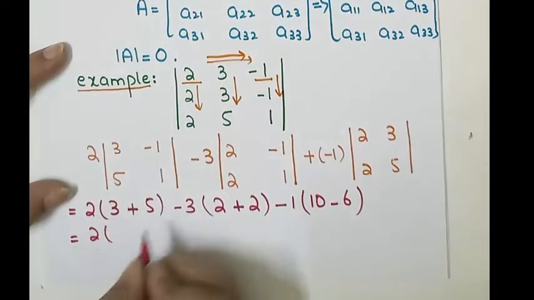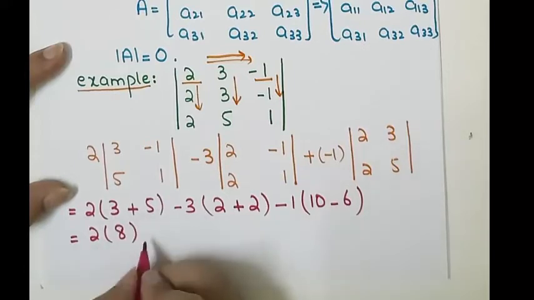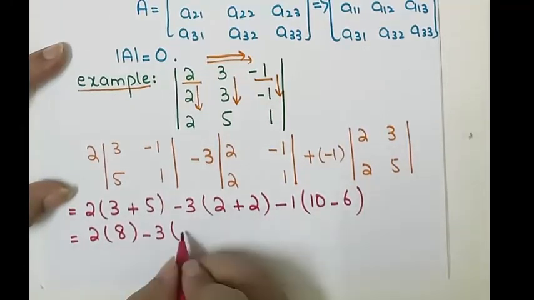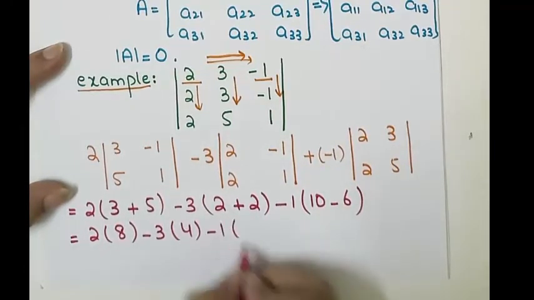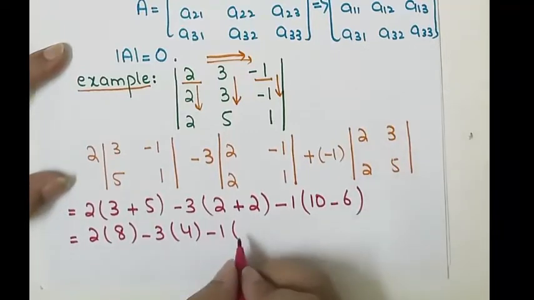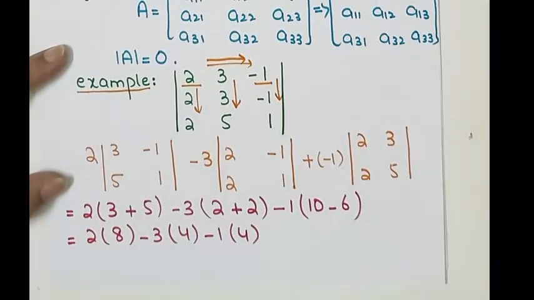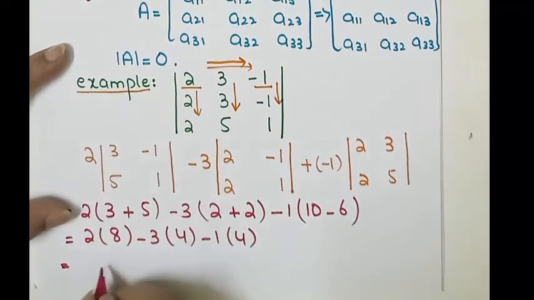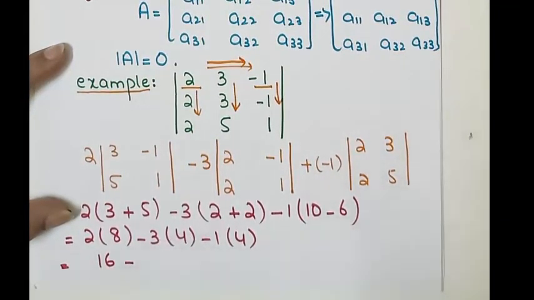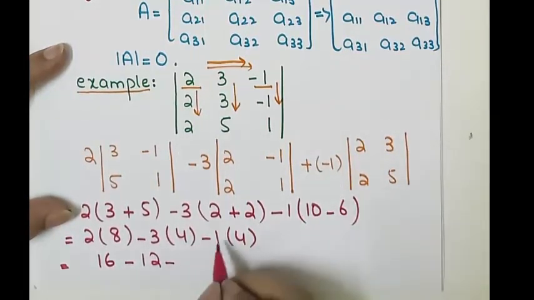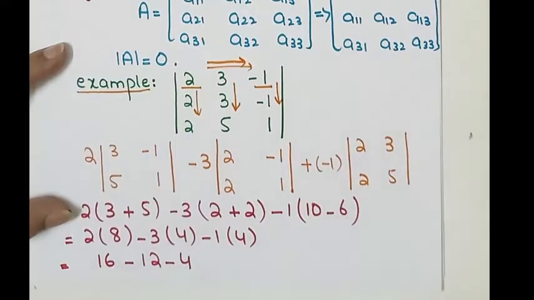So now we have 2, 3 1 times is 3, minus 5 minus 1 times is minus 5, and minus minus is plus. Then we have minus 3, 2 1 times is 2, minus 2 minus 1 times is minus 2, which is plus 2. Then this is minus 1, 2 5 times is 10, minus 2 3 times is 6. This is 2, 5 plus 3 is 8, minus 3, 2 plus 2 is 4, minus 1, 10 minus 6 is 4. 2 8 times is 16, minus 3 4 times is 12, minus 1 4 times is 4.